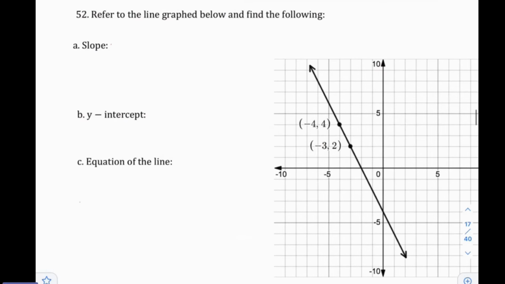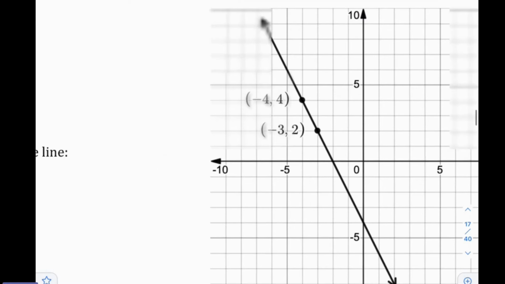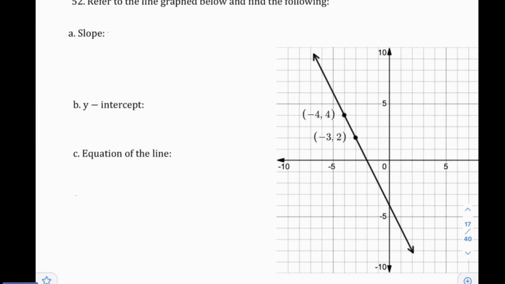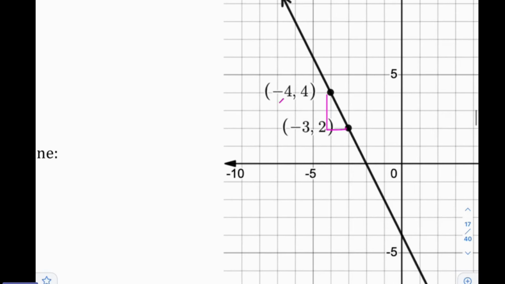Refer to the line graph below and find the following. Slope, he already has chosen for us 2 points. So you can choose slope formula, or you can use rise over run. 2 over 1, and it's negative. You can say it's negative 2 over 1, which is negative 2, rise over run. Or you can apply the slope formula.